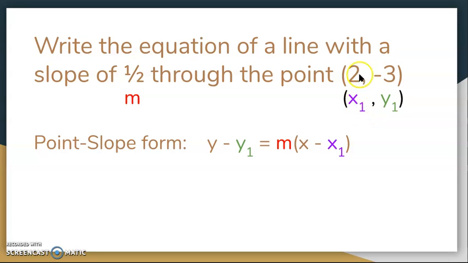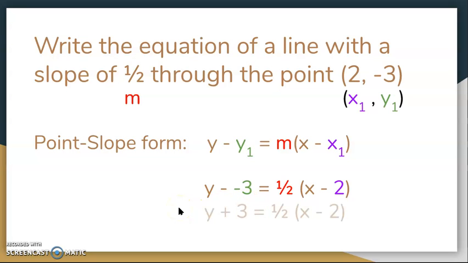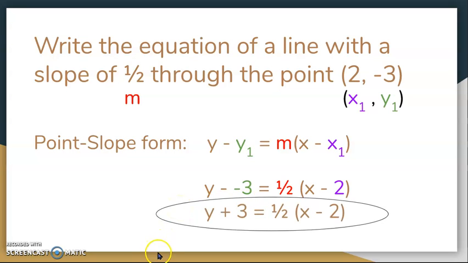So the x coordinate is the 2 and the -3 represents the y coordinate. Since they're color coordinated, you can see where those plug in. And I've got y subtract -3 equals 1/2 times (x minus 2), but of course y minus -3 is really y plus 3, and that's point-slope form.